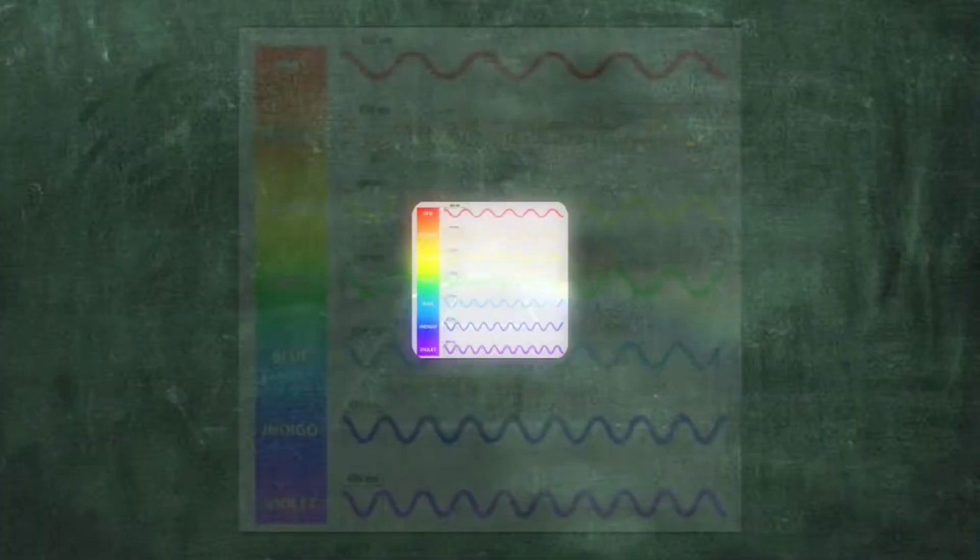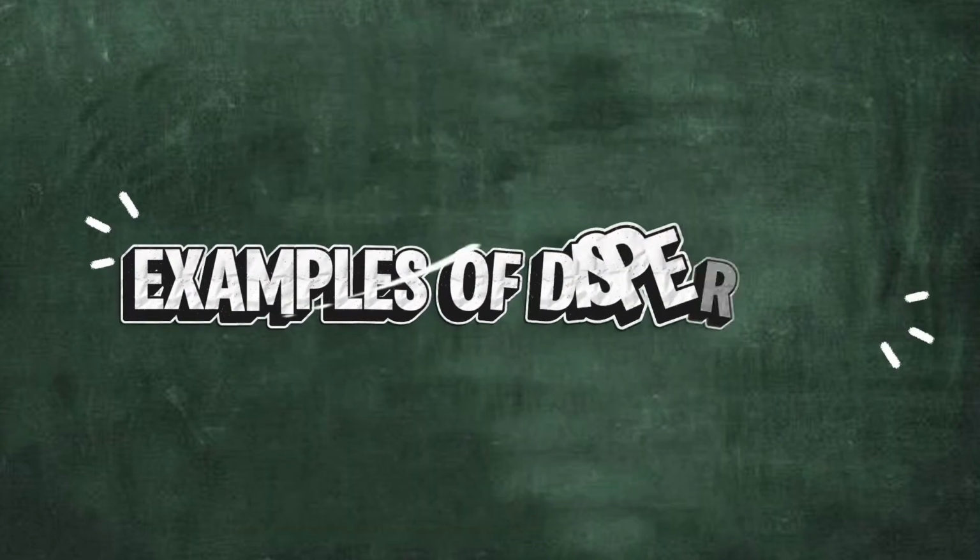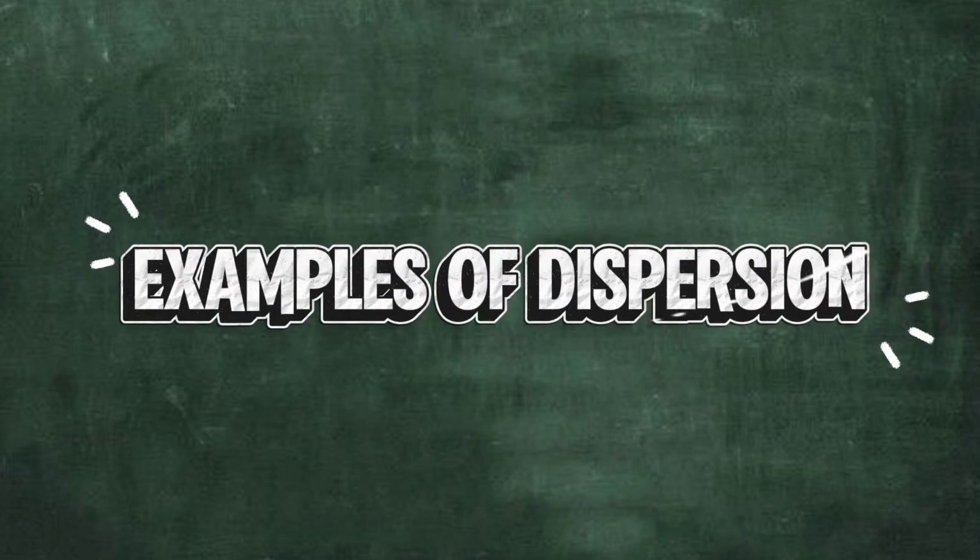But why do the colors bend differently? It is because each color has a different wavelength. Red light has a longer wavelength, so it bends less. Violet light has a shorter wavelength, so it slows down more inside the prism and bends more. The difference causes the colors to spread apart. Let's go to the examples of dispersion.